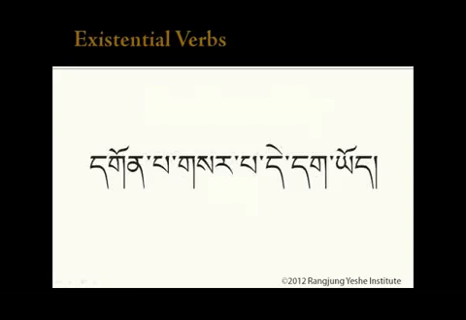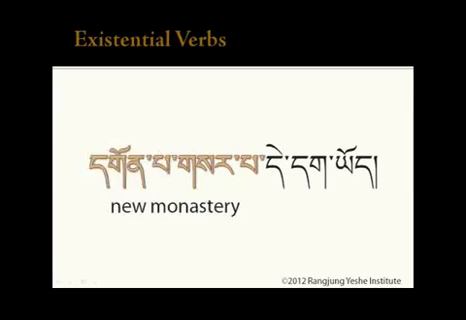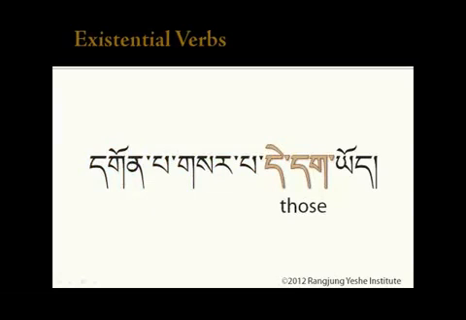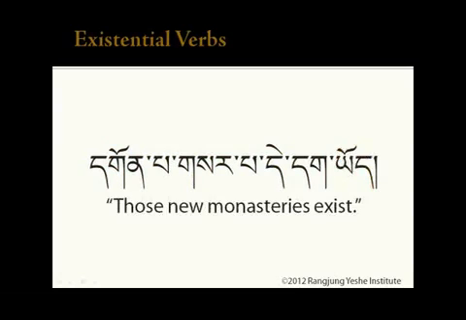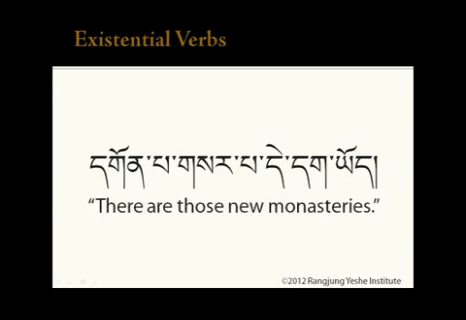Gompa sarpa deda yu. We already know all of these words. Gompa, monastery, followed by sarpa, new. So we have new monastery. And then there's deda, those. Finally, yu. So we could say, those new monasteries exist. Although it might sound better in English to say, there are those new monasteries.